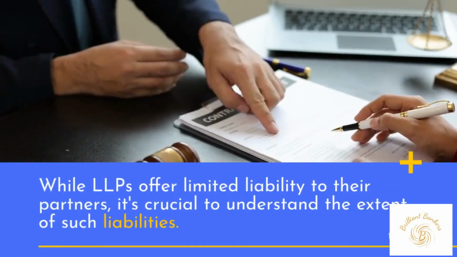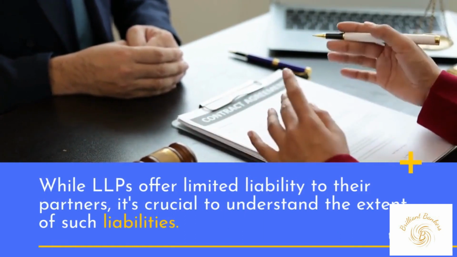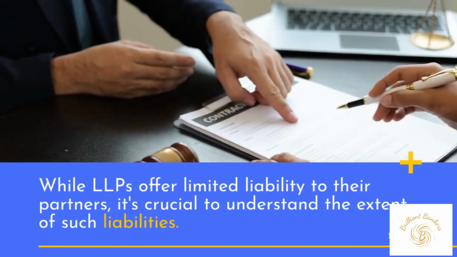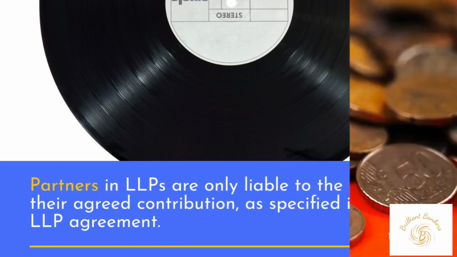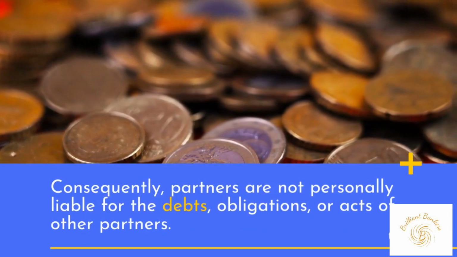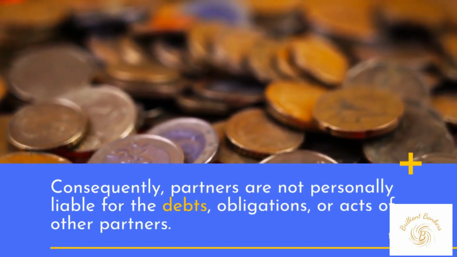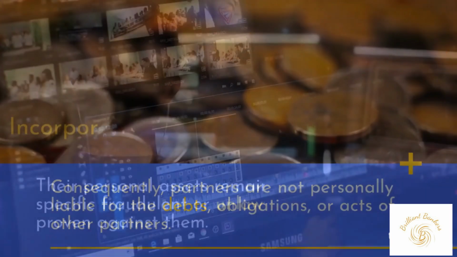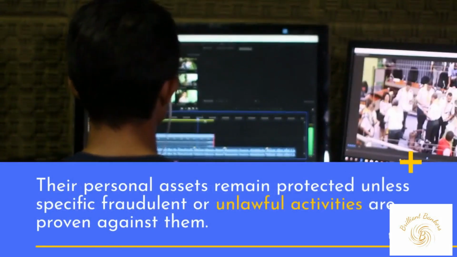While LLPs offer limited liability to their partners, it's crucial to understand the extent of such liabilities. Partners in LLPs are only liable to the extent of their agreed contribution, as specified in the LLP agreement. Consequently, partners are not personally liable for the debts, obligations, or acts of other partners. Their personal assets remain protected unless specific fraudulent or unlawful activities are proven against them.